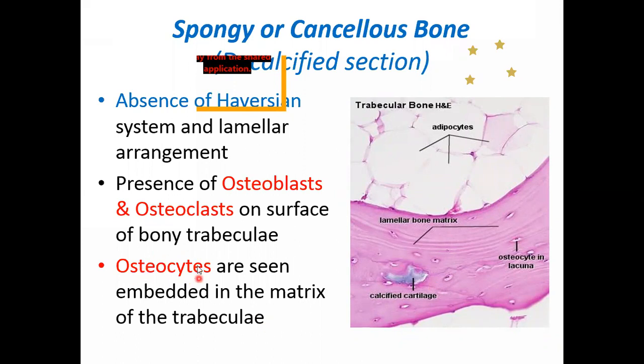Osteocytes are seen embedded in the matrix of the trabeculae. So these are osteocytes. The location of the osteocyte is in the matrix, in the bony matrix. Osteoblast and osteoclast, we said, are on the surface. These are all adipose cells, adipocytes, which you're seeing. Right, moving on.